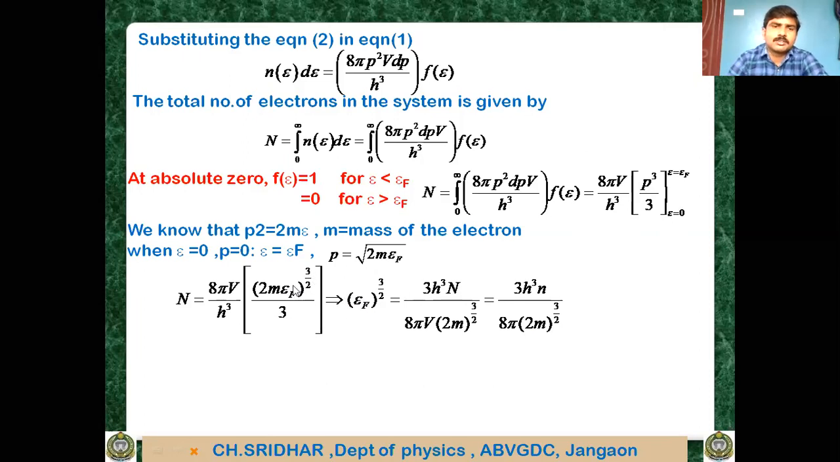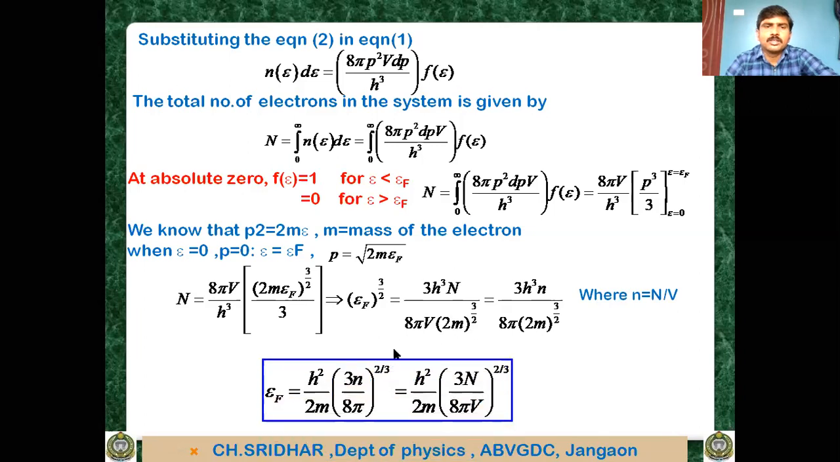This implies that for EF to the power of 3 by 2, h cubed goes to this side and 3 goes to this side. So it is 3h cubed into N divided by 8 pi V into (2m) to the power of 3 by 2, which is equal to 3h cubed into small n by 8 pi into (2m) to the power of 3 by 2, since N by V is equal to small n, the number of molecules per unit volume. Hence we have the expression for EF as h squared by 2m into (3n by 8 pi) to the power of 2 by 3.